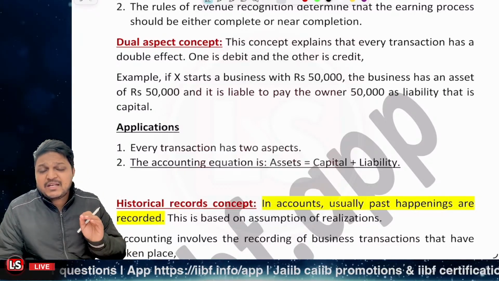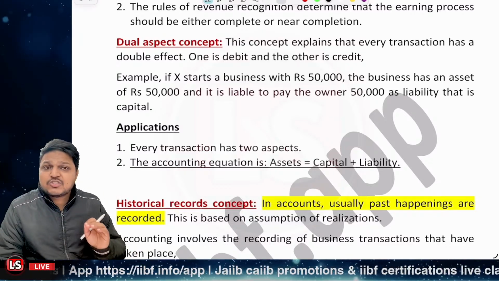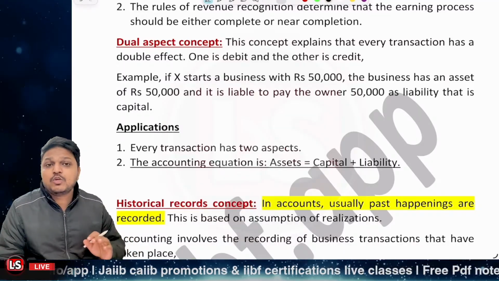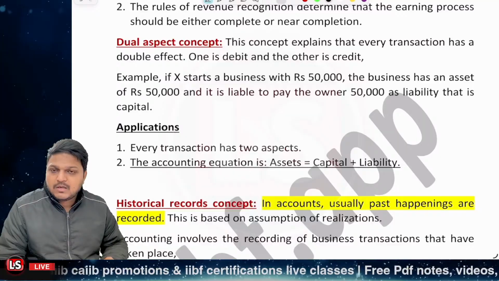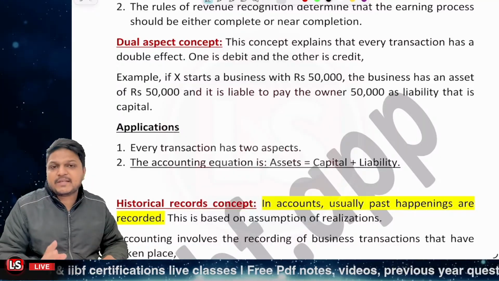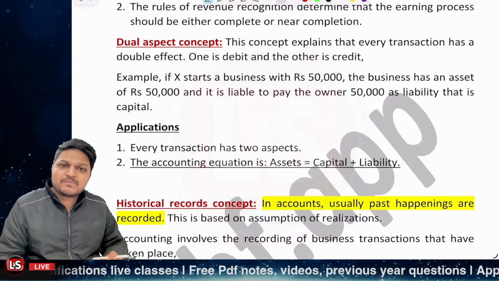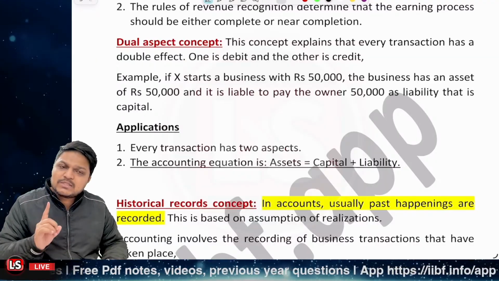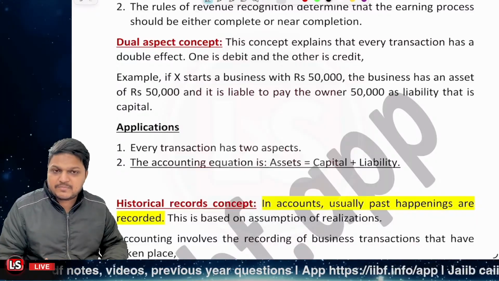Every single transaction which is recorded in the books of account has a double effect. It has a dual effect. At least one side will be the debit side and the other side will be the credit side. If it has more than two aspects, at least one side will be debit and at least one side will be credit. That's the aspect.